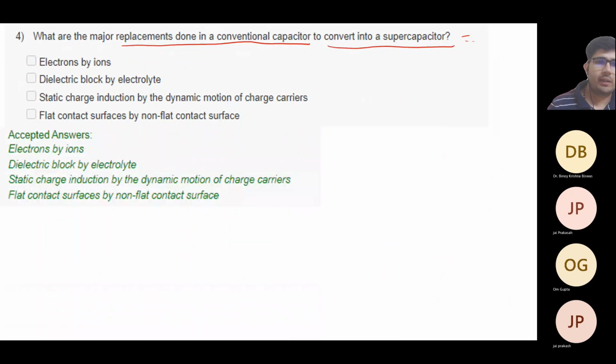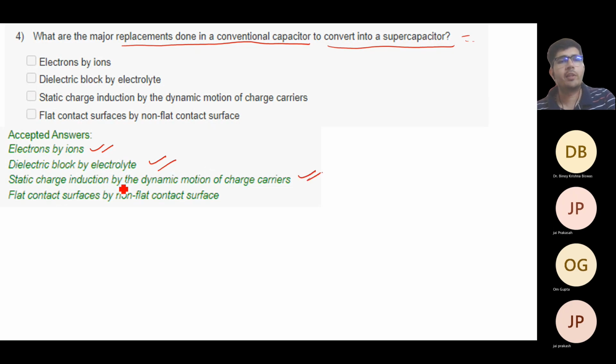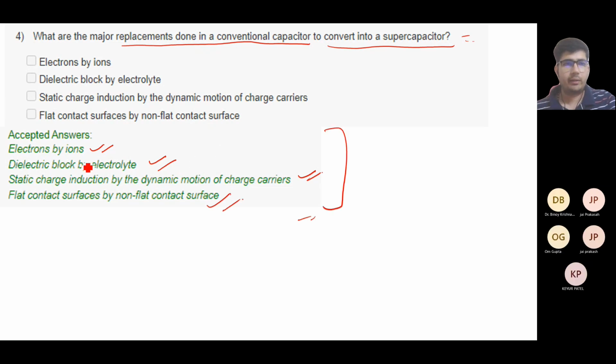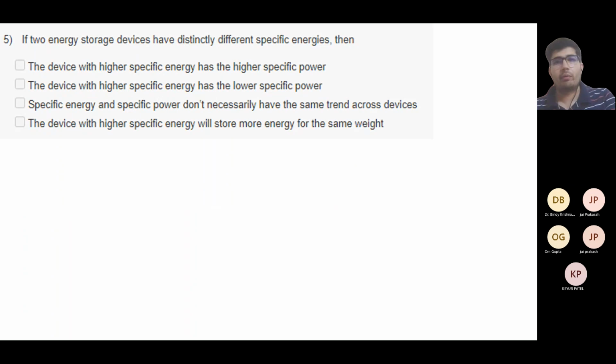So the correct answers are all 4. Electrons by ions, because in a supercapacitor ions are responsible for the generation of electricity. Dielectric block by electrolyte. Static charge induction by the dynamic motion of charge carriers. And the flat contact surface by non-flat contact surface. All 4 are correct. Question number 5.